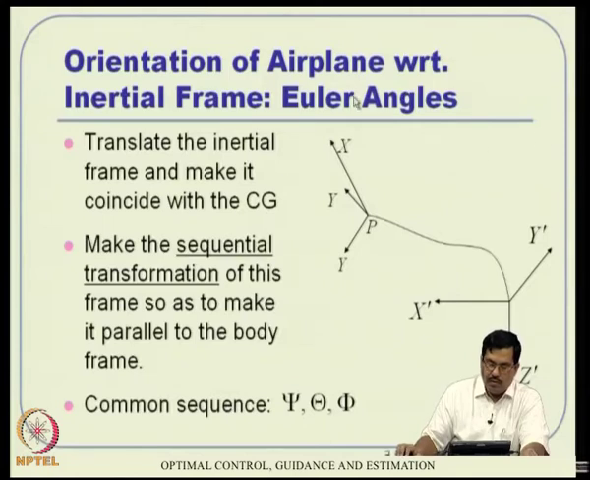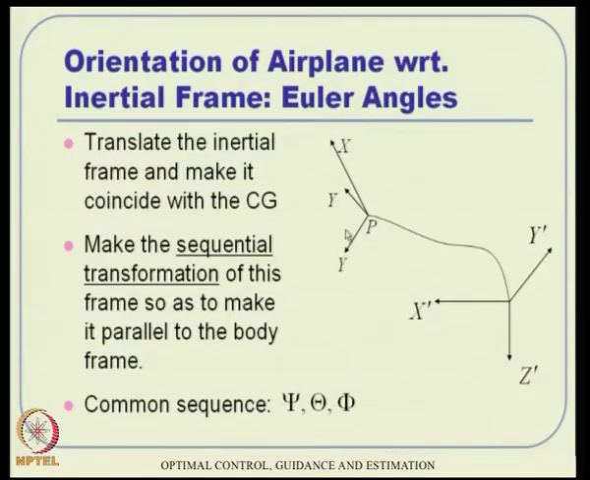Here we need the concept of Euler angles, and later we will see that this is not the only parameterization. We can also have other parameterizations like direction cosine and quaternion. But let us complete the derivation with Euler angles. So what do we really want here? There is an inertial frame here, and there is a body frame out here. We want to know the orientation of this body frame x, y, z with respect to the inertial x, y, z. That is our objective here.